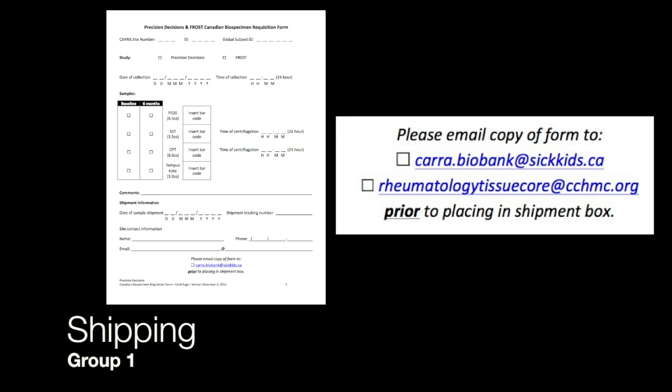U.S. sites will ship to Cincinnati and send an email notification to both Rheumatology Tissue Core and CARA email addresses listed here. Canadian sites will ship to Toronto and will send an email notification to the CARA email listed here only.